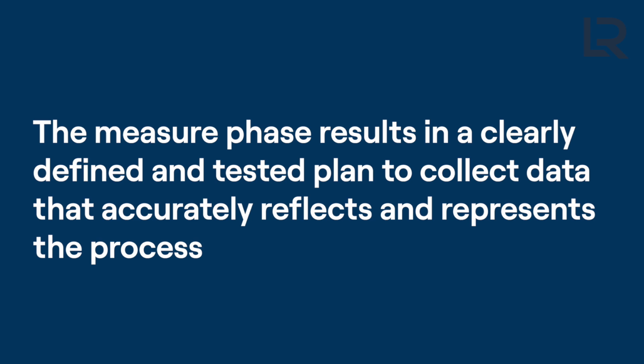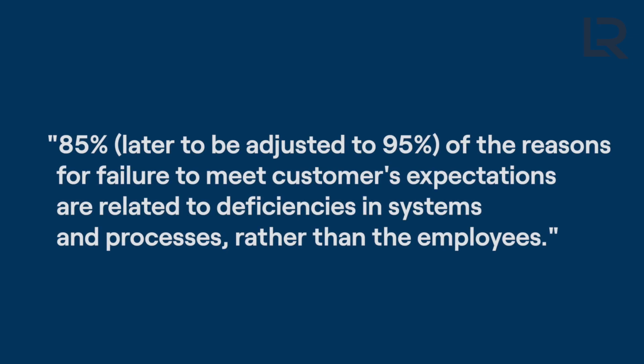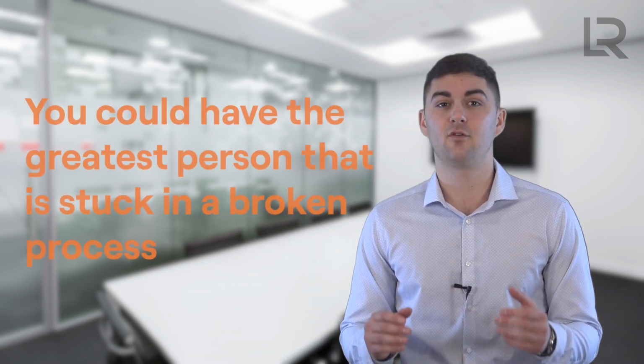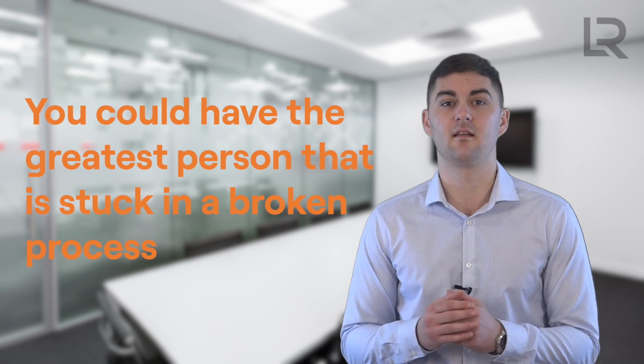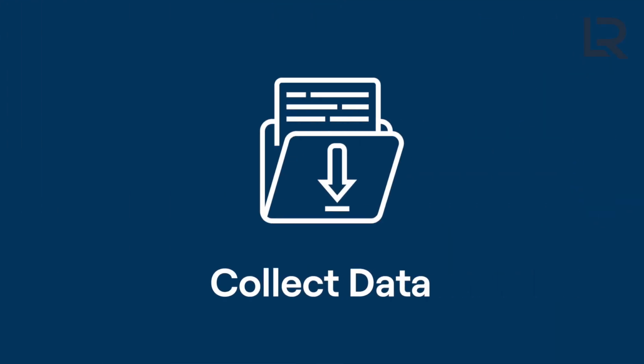One of the big quotes that I like here is one by Dr. W. Edwards Deming, in which he says, 85%, later to be adjusted to 95%, of the reasons for failure to meet customer expectations are related to deficiencies in systems and processes, rather than the employees. The role of management is to change the process rather than badgering individuals to do better, which happens very frequently. You could have the greatest person that is stuck in a broken process and the process will overtake them every time. Now it is time to collect some data.